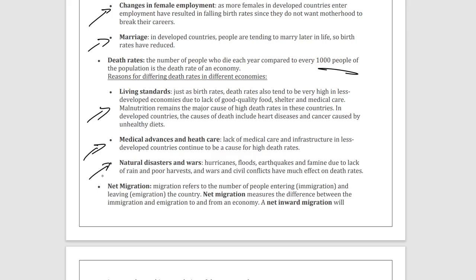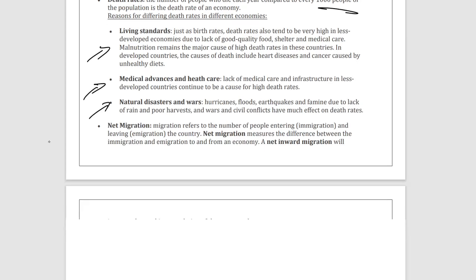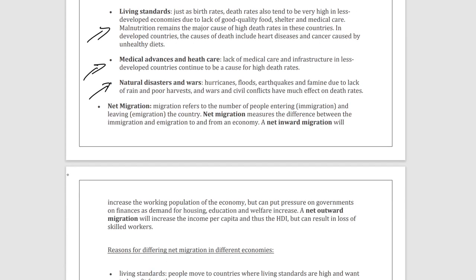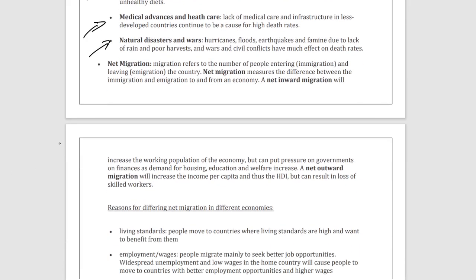And then finally, we have natural disasters. In countries like Japan, where so many earthquakes happen, it's quite hard to control the population size in terms of death rates, because so many people die from natural disasters. And then there's also the disadvantage of droughts in African countries, where they don't get enough water, hence they get malnutrition, and they die from dehydration. So those are all factors that affect death rates.